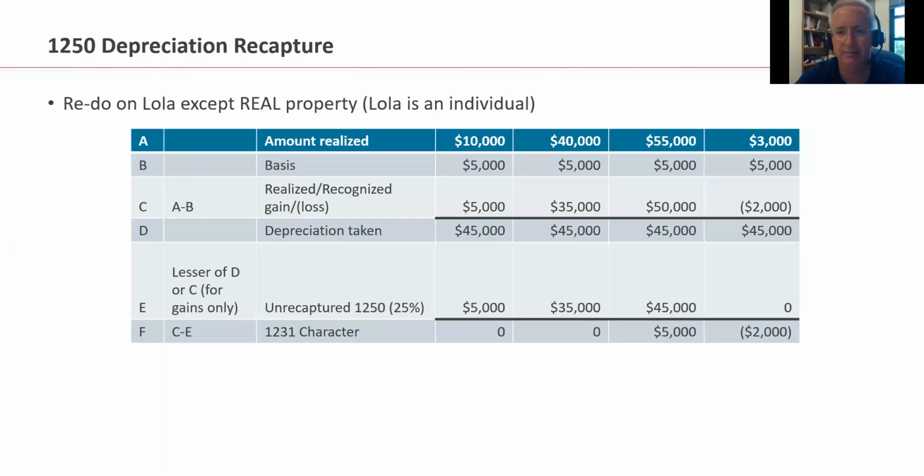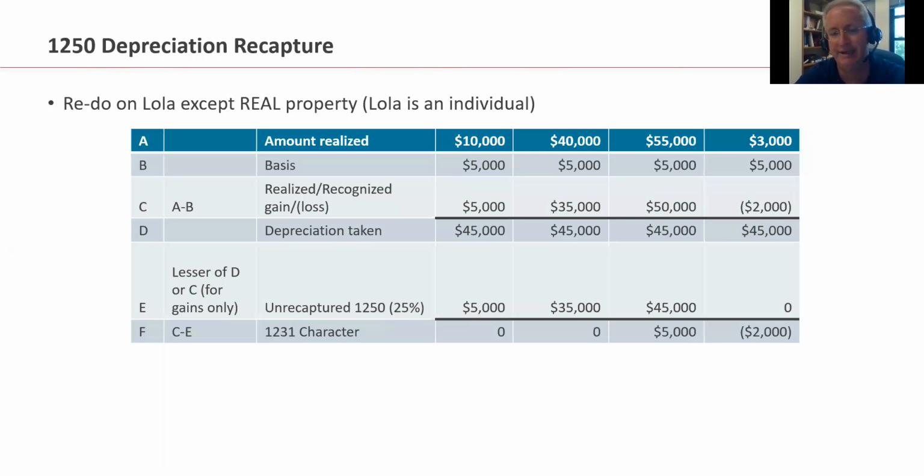In the first column, 10,000 minus 5, I recapture 5,000. In the second one, I recapture 35. In the fourth one, I recapture 45 and 5. And in the last one, there's no recapture, and it goes right to 1231. Wait a second, this looks identical. That's because it is identical.